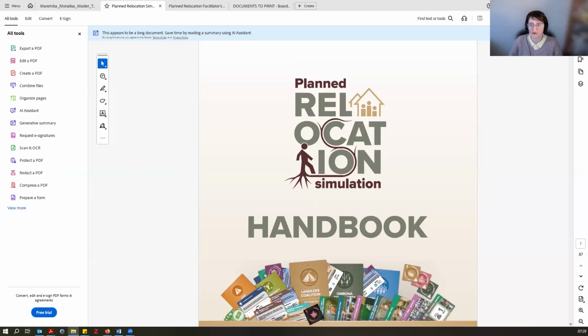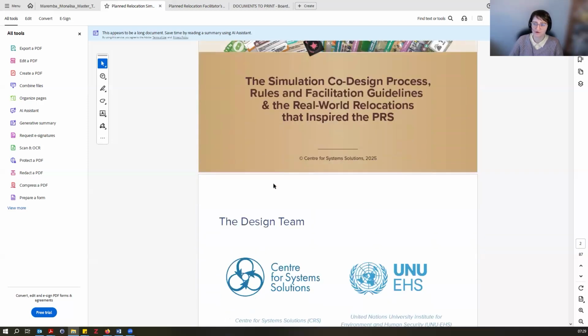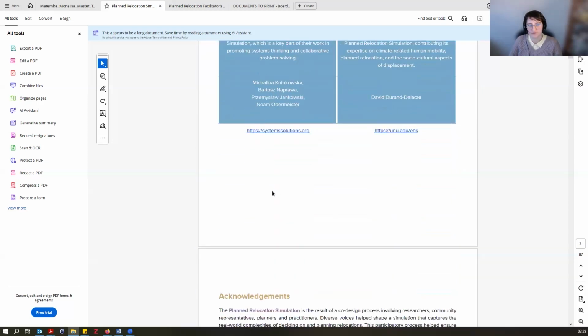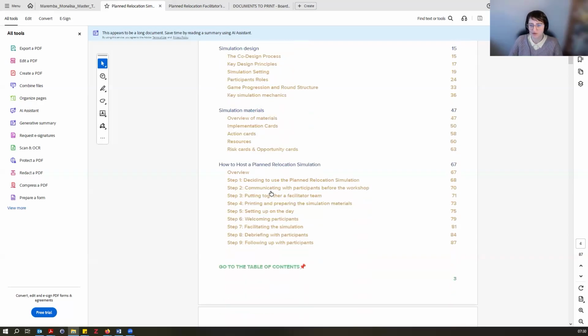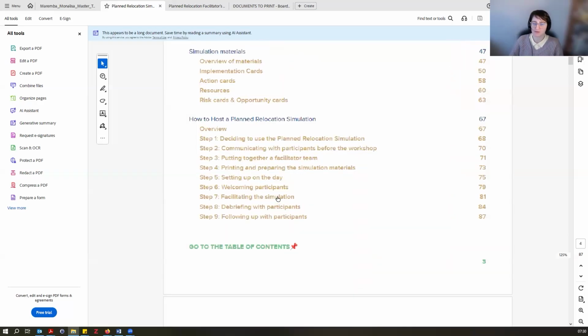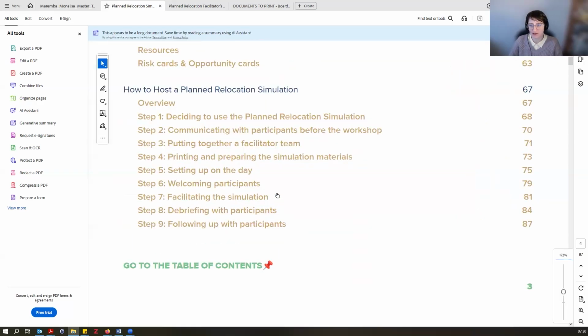So in the documents that we provided, we also included an observation form. This observation form can help you prepare some questions for the debriefing or for the following exercises, as well as give us, if you would like to share it, some additional information of what's going on with the simulation and how the simulation itself works within different groups.